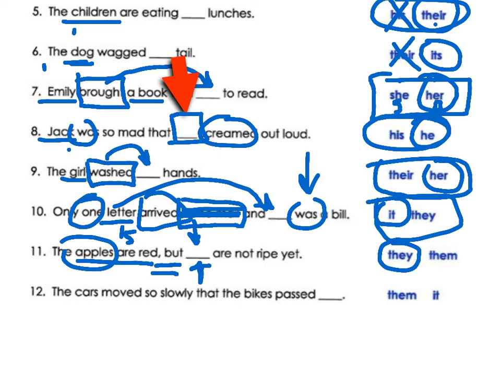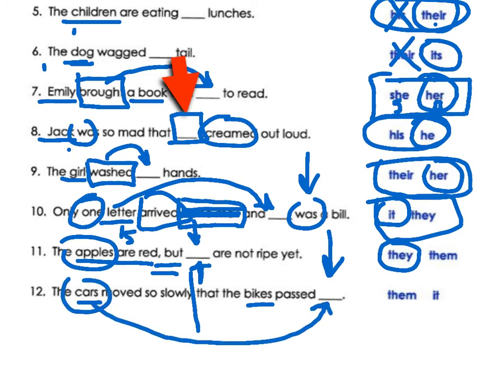And finally, number 12, the cars moved so slowly that the bikes passed blank. You've got some nouns here. You've got cars and bikes. The cars moved so slowly that, you've kind of got a new part of the sentence here that'll need a new subject, that the bikes passed blank. So bikes is the new subject in this part of the sentence. Bikes passed something. What did the bikes pass? Well, the bikes didn't pass the bikes, and you've only got one other noun here, which is cars. So the bikes passed the cars.